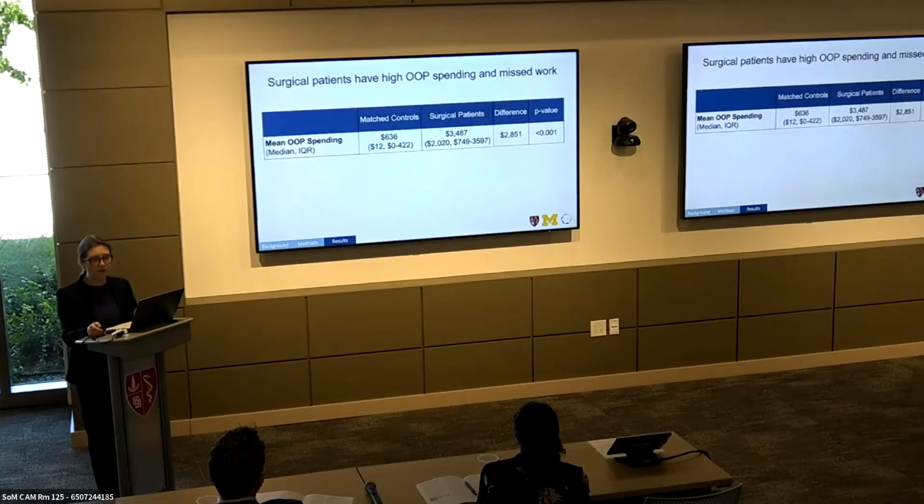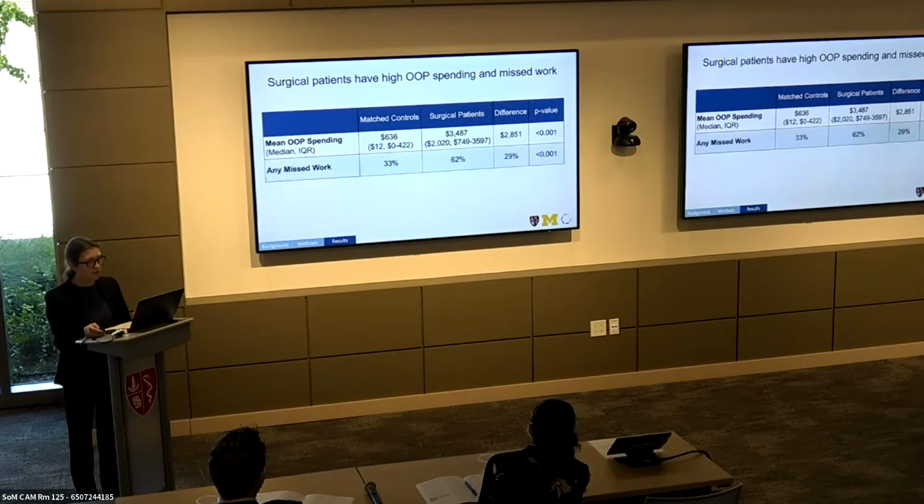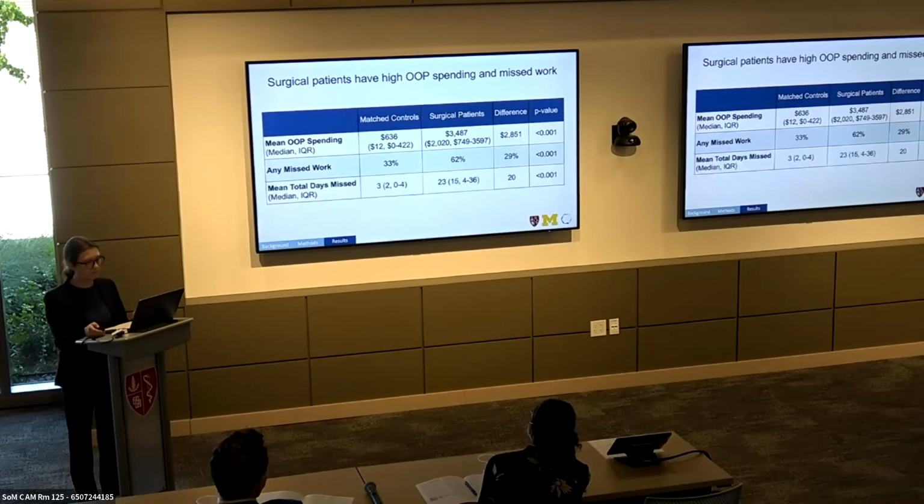When examining our financial outcomes, we found that surgical patients have high out-of-pocket spending in the 6 months after surgery compared to their matched controls, a difference of almost $3,000. Surgical patients also missed more work, with 62% having any missed work compared to 33% of their controls, for a difference of about 30%. Surgical patients missed a mean of 23 working days, for a difference of about a month of working days, or 20 days.